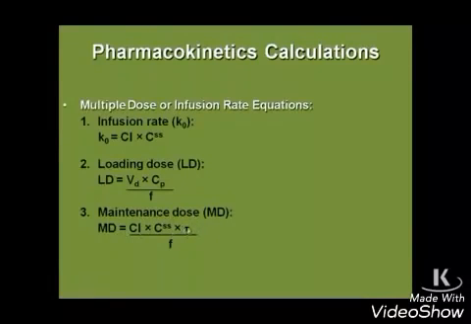Now, tau, of course, is your dosing interval. It's how frequently you're going to dose. That could be once a day, that could be 4 times a day, and anything in between. So tau is your dosing interval.